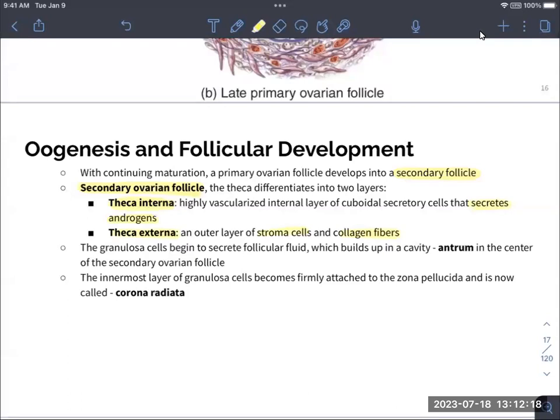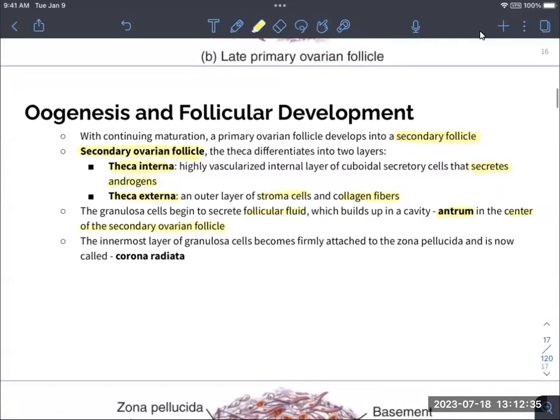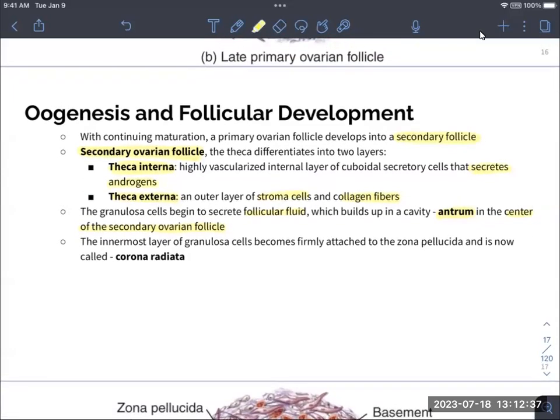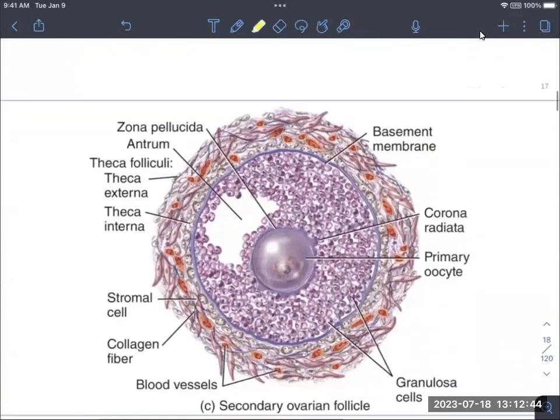Those granulosa cells secrete that follicular fluid, which makes up the antrum. That antrum is found in the center of that secondary ovarian follicle. This innermost layer of cells becomes attached to that zona pellucida, but now they're called the corona radiata. So here's that antrum. We get this whole space that starts to open up and fill up with fluid.